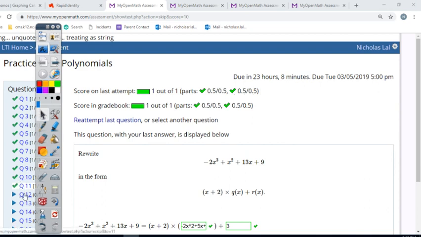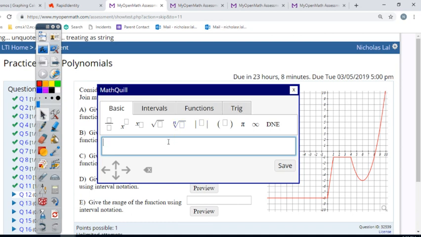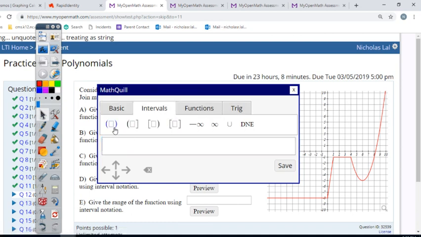All right, let's go to question 12. All right, we are increasing. So just look at my cursor, increasing on this interval and this interval. So we're increasing from 0 to 1 union 6 to off the screen, infinity. So we're increasing from 0 to 1, union, and from 6 to infinity.